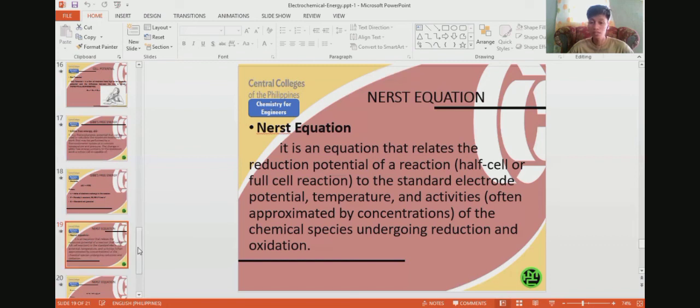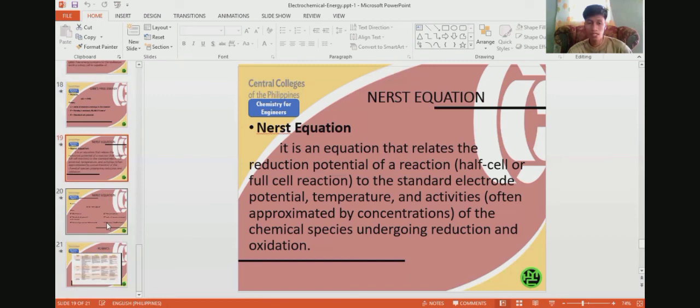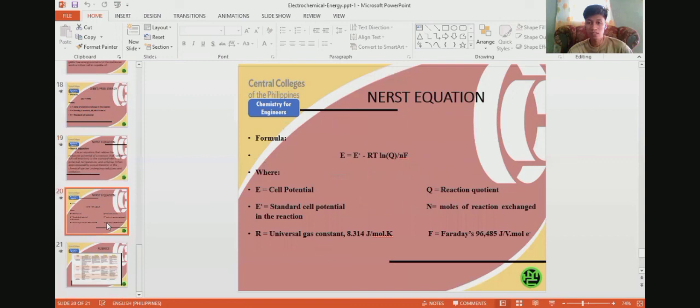So, bago natin i-discuss yung application niya, I will discuss first the formula of the Nernst equation. So, formula is E equals E naught minus R T ln Q over n F, where E is equal to cell potential, E naught is the standard cell potential, and in the reaction R is equal to the universal gas constant, which has the value of 8.314 joules over mole times Kelvin. Q is equal to the reaction quotient, n equals moles of electrons exchanged, F equals Faraday's constant 96,485 joules over volt times mole of electrons.